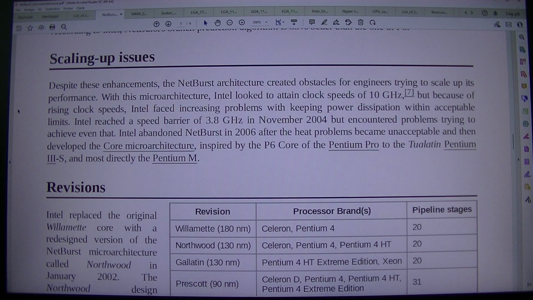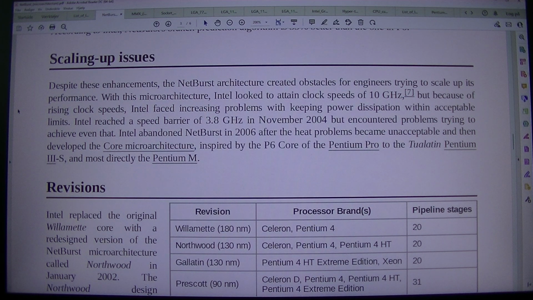Intel abandoned NetBurst in 2006 after the heat problems became unacceptable and then developed the Core microarchitecture, inspired by the P6 core of the Pentium Pro to the Pentium M, and most directly the Pentium M.